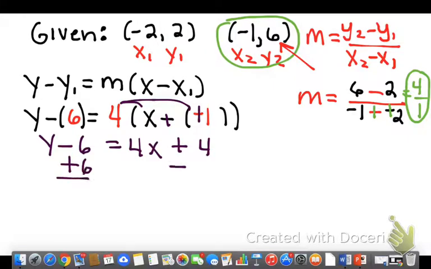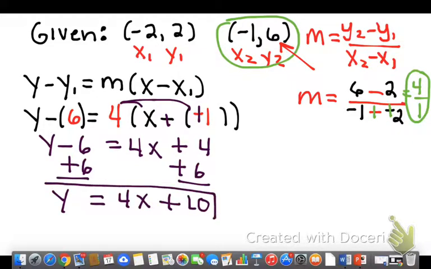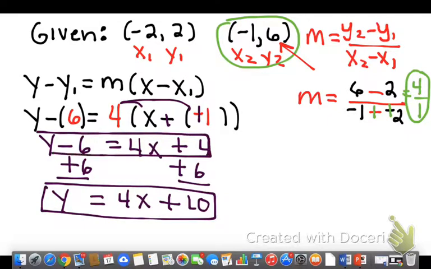Add 6 to both sides now to convert it into slope-intercept. So y equals 4x plus 10. So here is slope-intercept. And here we have our point slope.